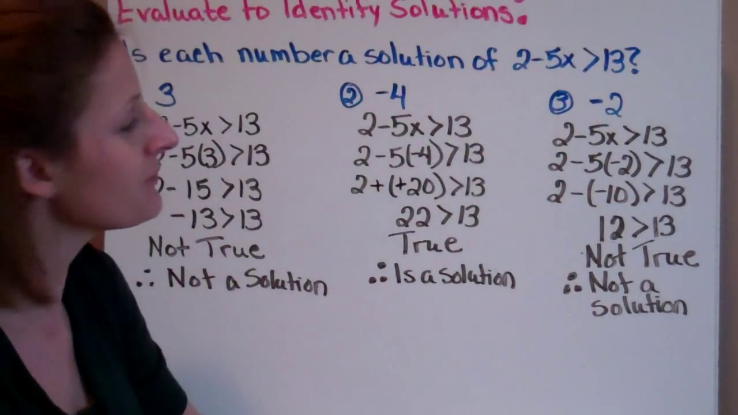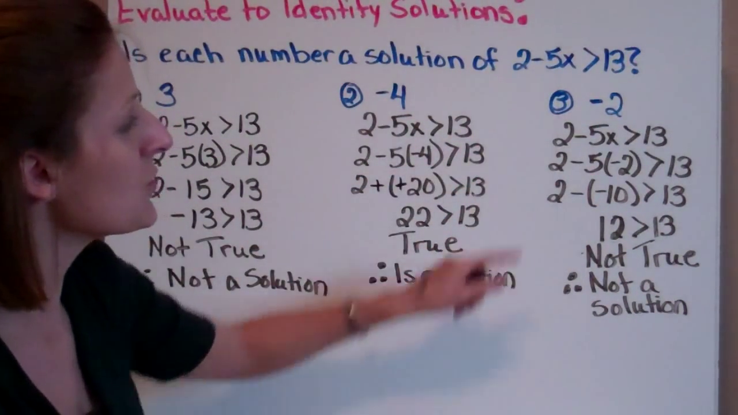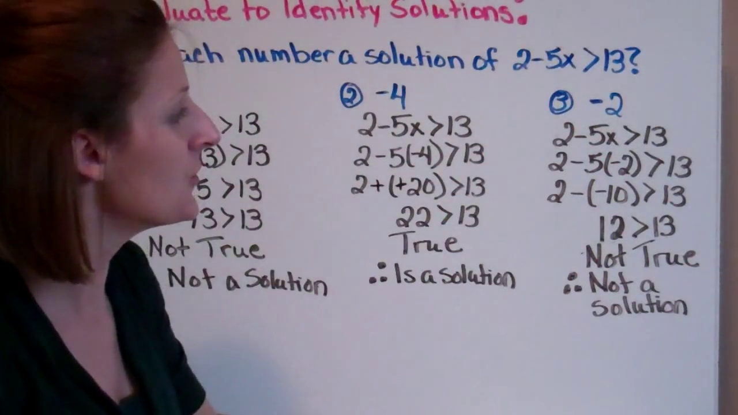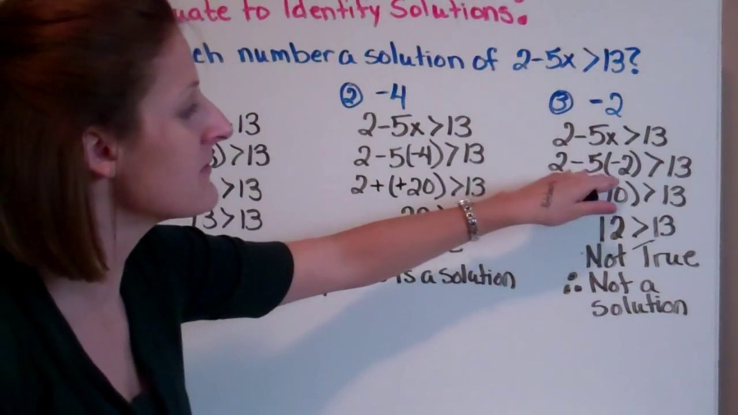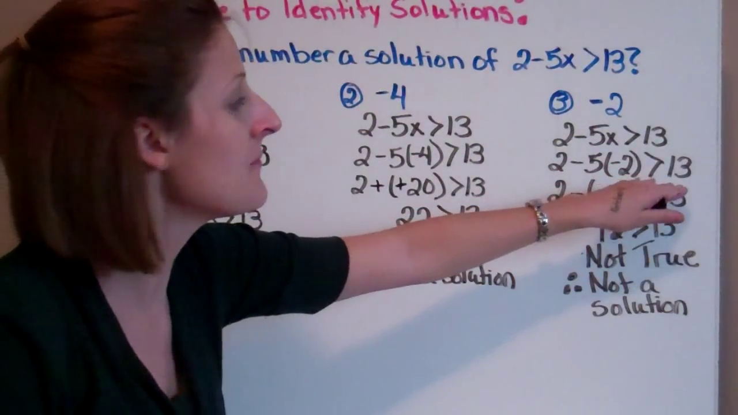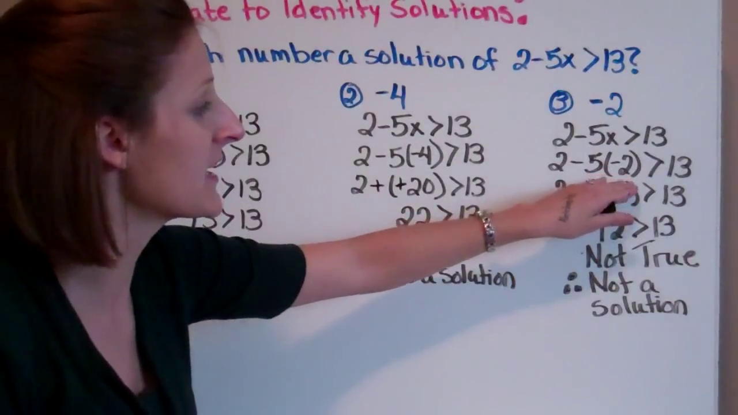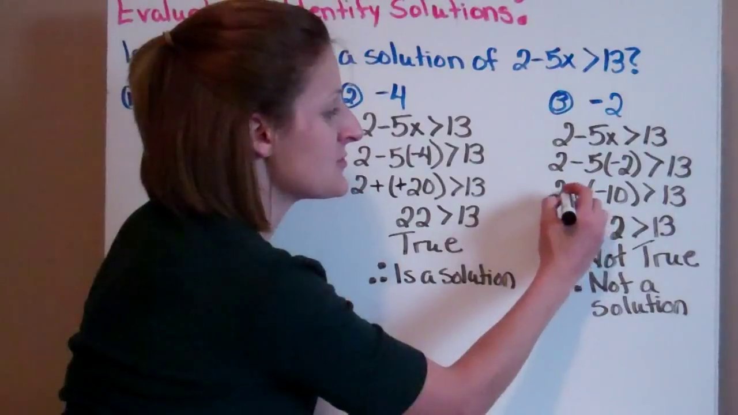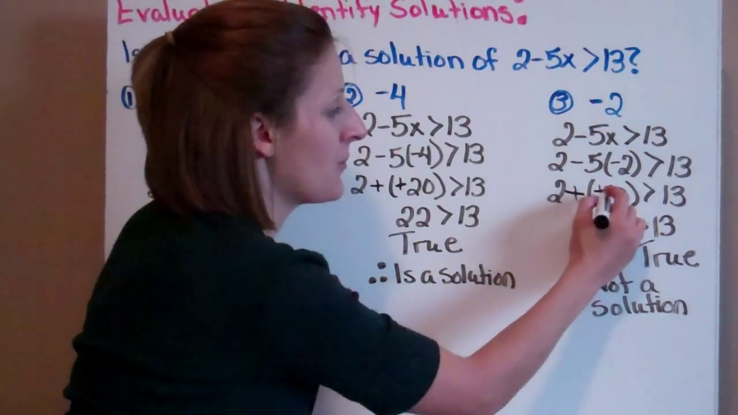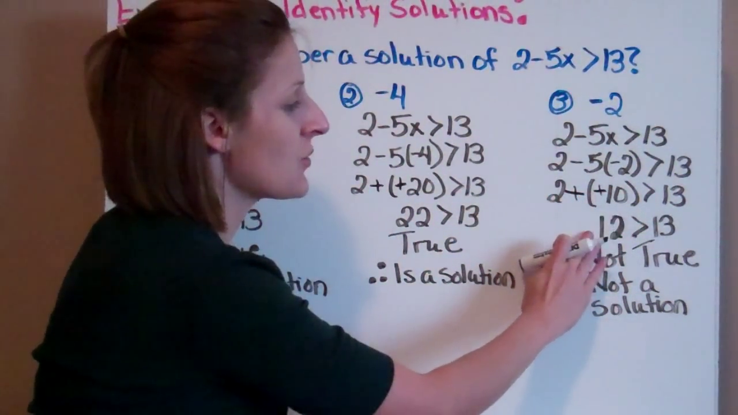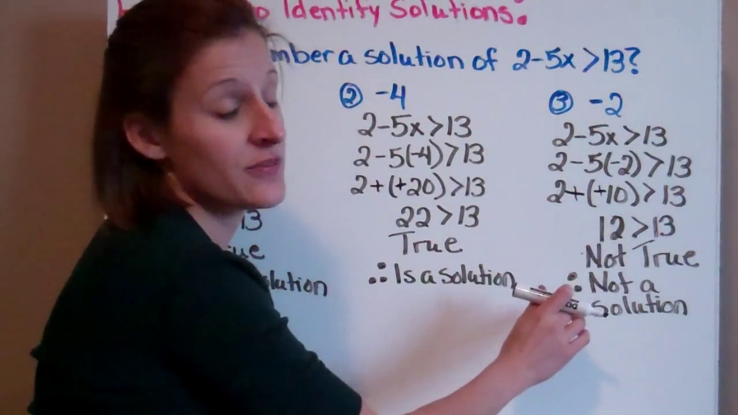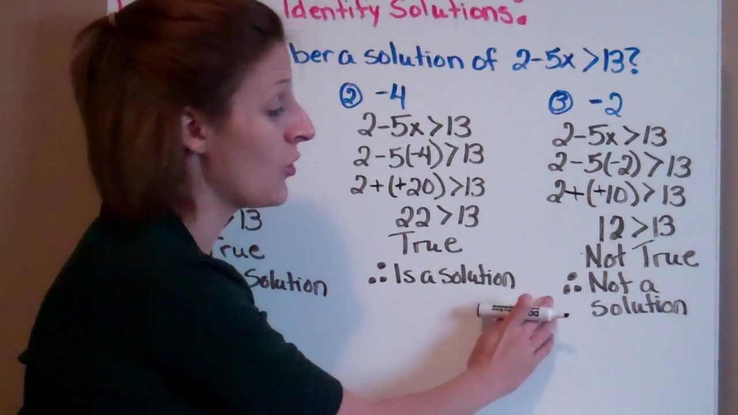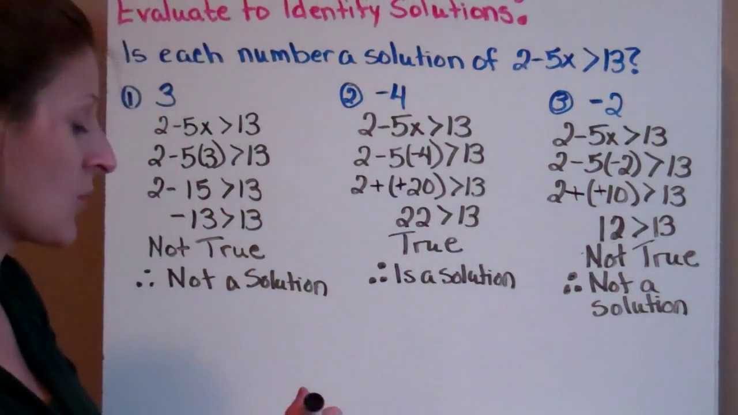This last one, negative 2. Again, use the inequality. For x, plug in negative 2. So I get 2 minus 5 times negative 2 is greater than 13. 5 times negative 2 is negative 10. Remember again, keep, change the subtraction to a plus and that negative to a positive. 2 plus 10 is 12. And now 12 is not greater than 13, so this is not a solution. Therefore, since it's not true, it is not a solution to this inequality.